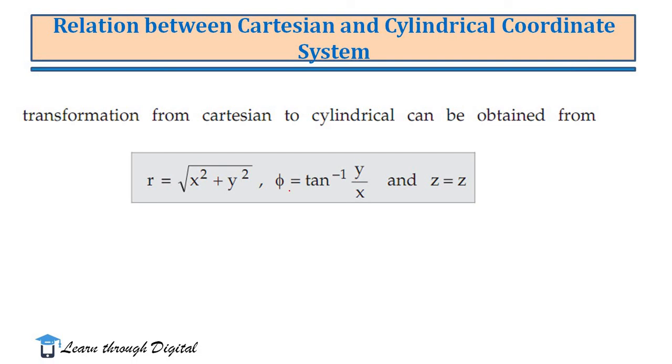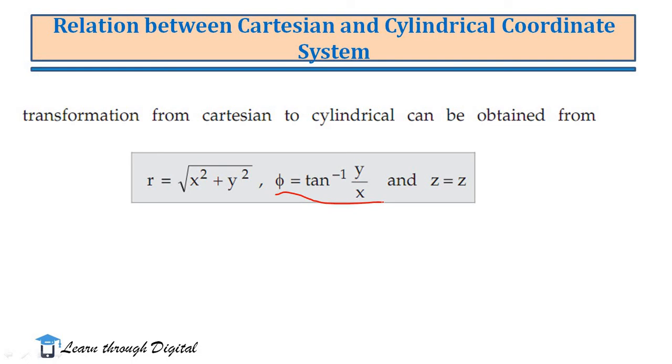One important note is that while using the equation phi equals tan inverse y by x, you should note the signs of x and y. If both are positive, phi is positive in the first quadrant. If x is negative and y is positive, then the point is in the second quadrant. Hence, phi must be between plus 90 degree and plus 180 degree. That means it should be within minus 180 degree and minus 270 degree.